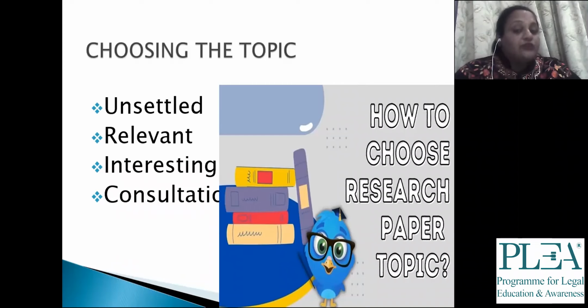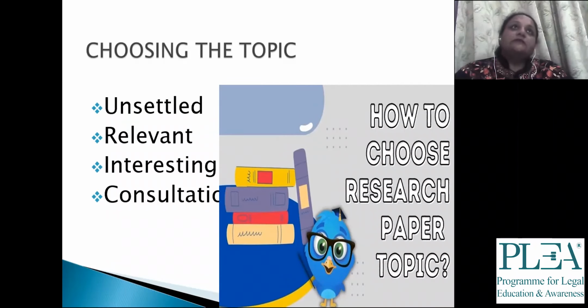So whenever we are choosing the topic, first step, consultation. Consult with your professors, colleagues, students, friends, seniors, juniors. Second, the topic should be of your interest. Your interest should be alive throughout your journey of writing the research paper. Thirdly, relevant. The topic should be relevant in the present era. And the last principle that you have to follow while choosing the topic is unsettled.